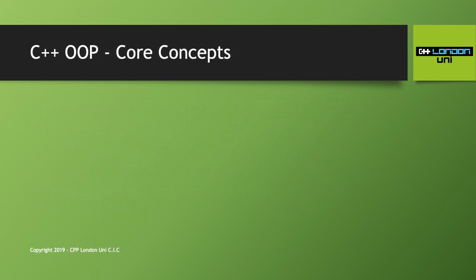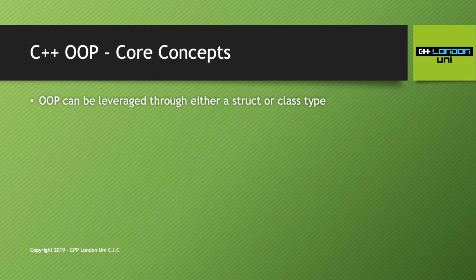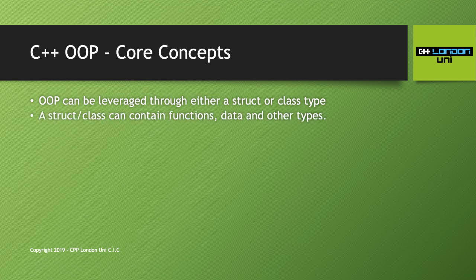Right, so on to the core concepts, and then we'll have some code. You can leverage ROP using either a struct or a class type. It's a language keyword: you just write struct and whatever name you want to give your struct, or class and whatever name you want to give your class. A struct or a class can contain functions, data, and any other type you like.